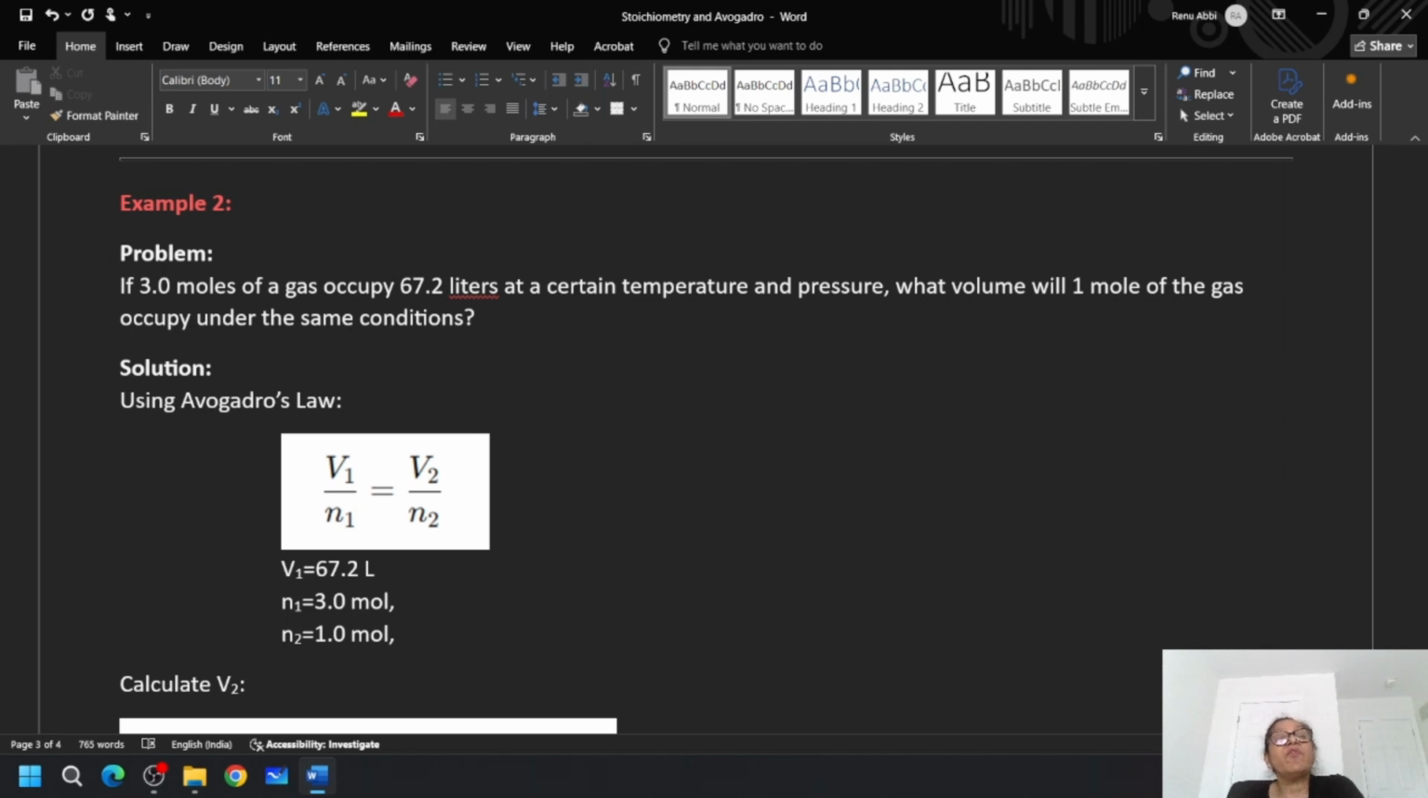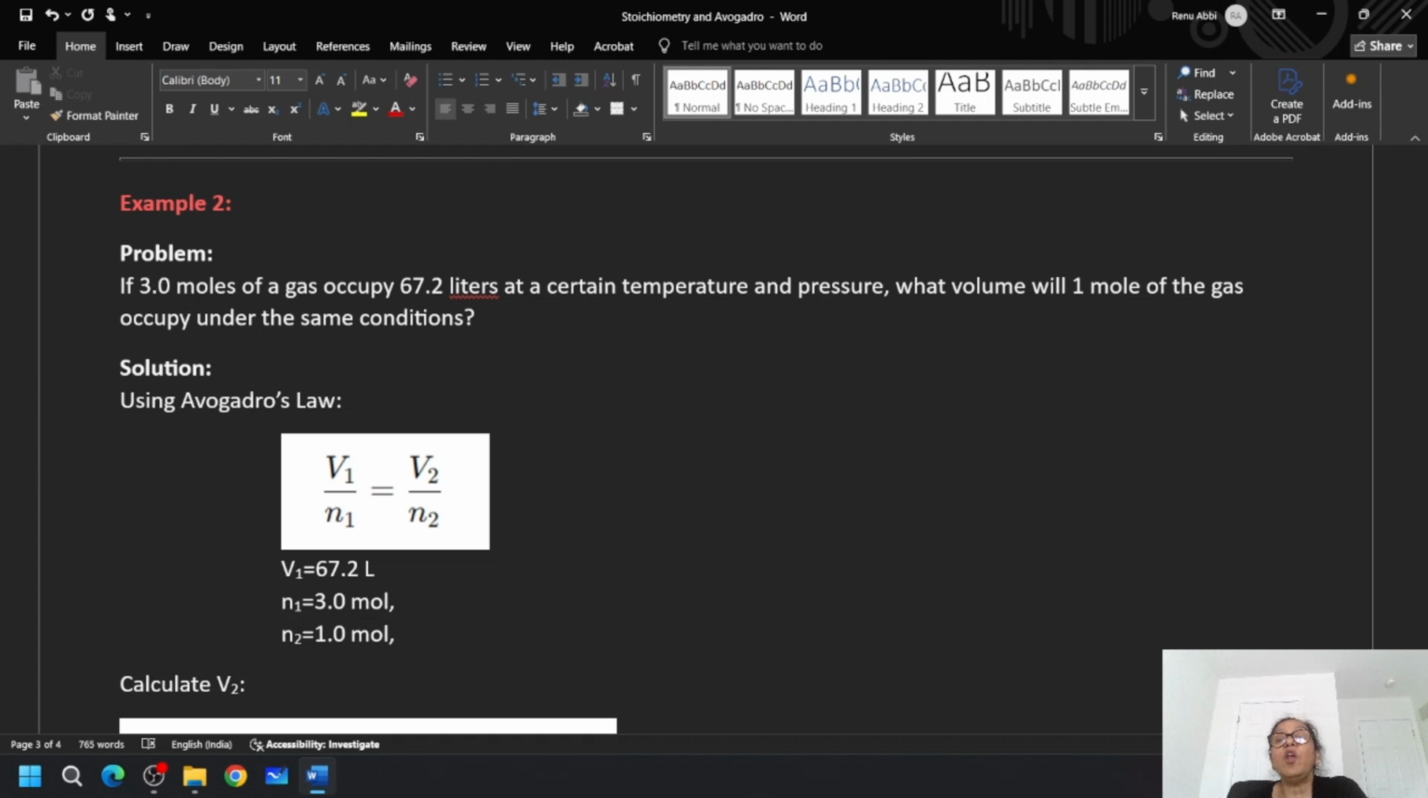If 3 moles of gas occupy 67.2 liters at a certain temperature and pressure, what volume will 1 mole of the gas occupy under the same condition? What is 3? 3 is the number of moles, meaning N1 is given. And what is the 67.2? It is the volume, that is V1. So V1 is 67.2 and N1 is 3 moles.